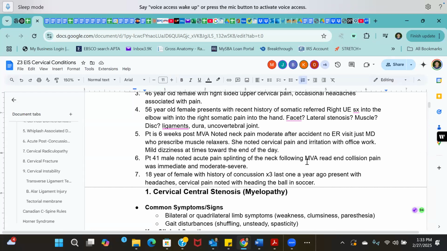Limited range of motion. Splinting, yes, an obligate loss of range of motion. And it was acute too, the immediateness of it. So we have acute pain, severe splinting, and severe pain. Now, if fracture was ruled out, then I would probably go more to a whiplash, muscular-related injury. Yeah, so let's do that.